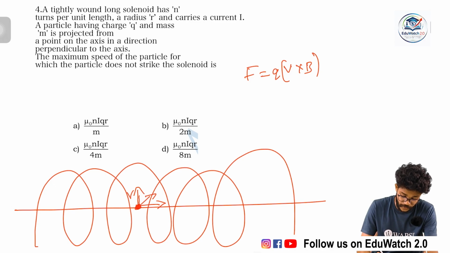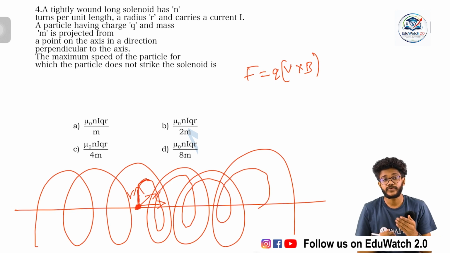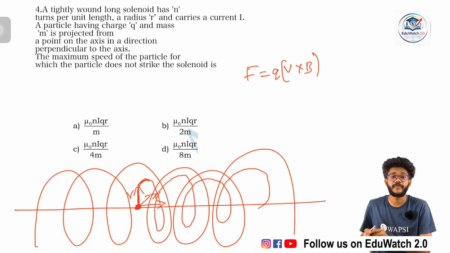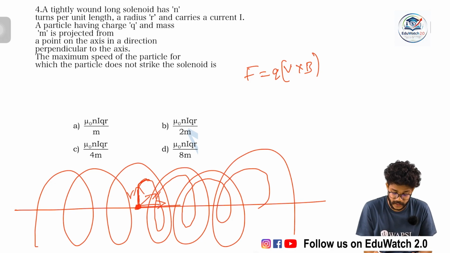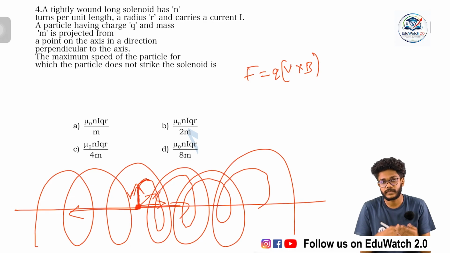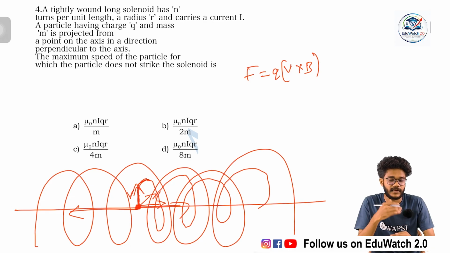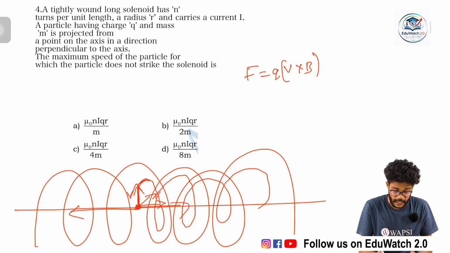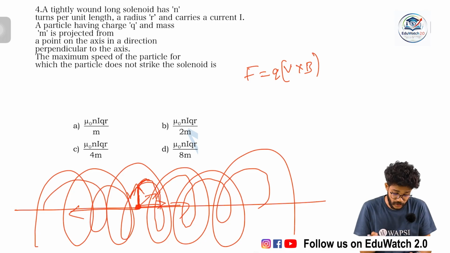Due to this force, it will bend its direction, and the charge will flow like this, in a helical path, due to the cross product of velocity and the magnetic field. Magnetic field is in this direction and velocity in this direction. If the magnetic field is in the opposite direction, then it will just retrace the path in the opposite direction, like this.